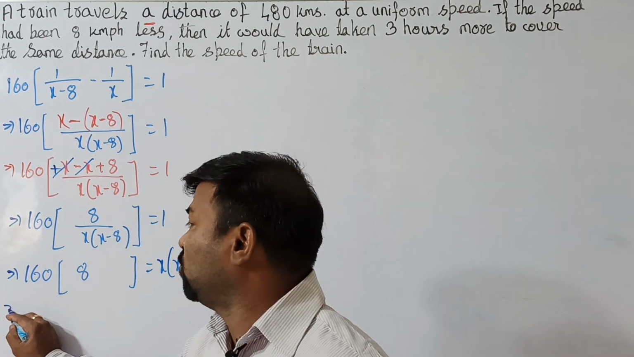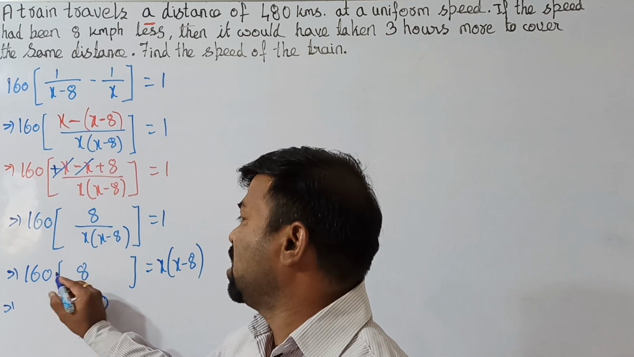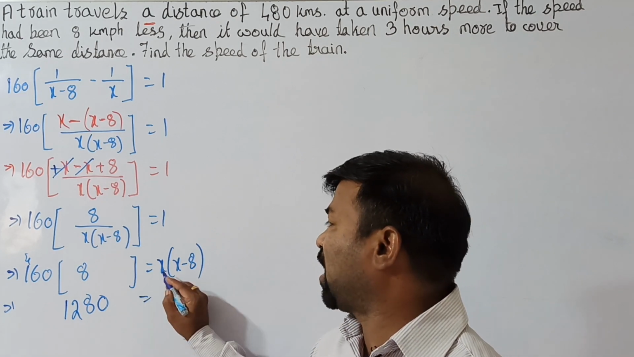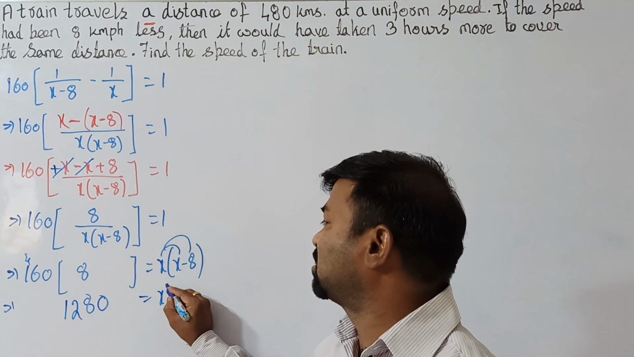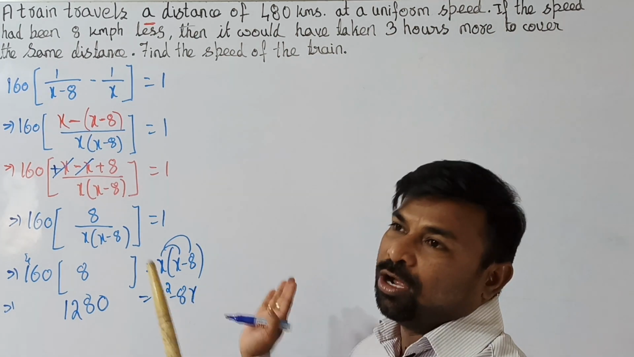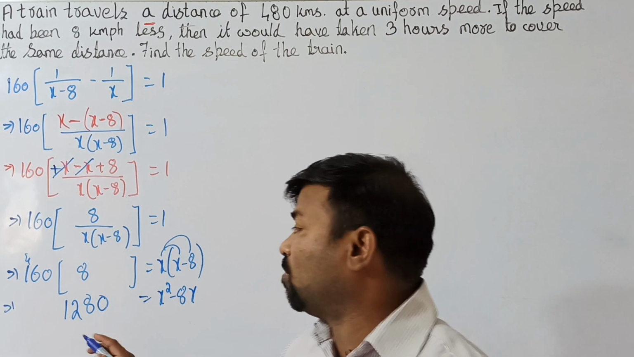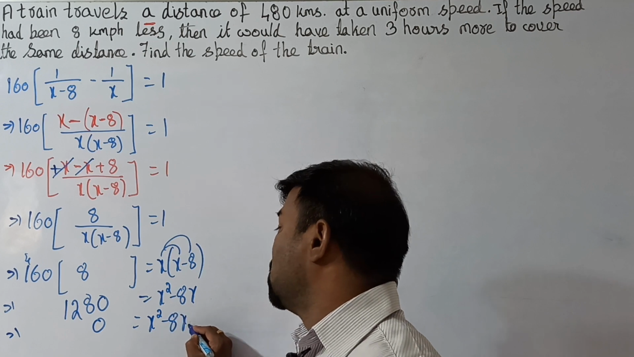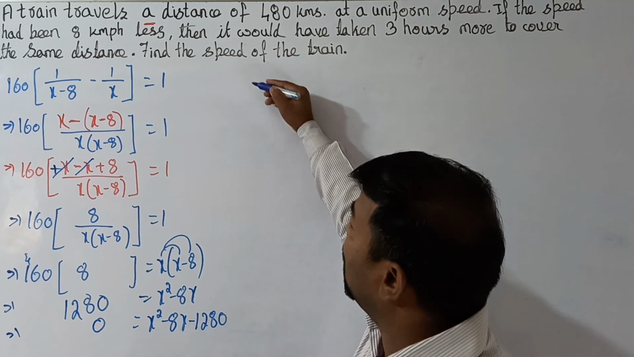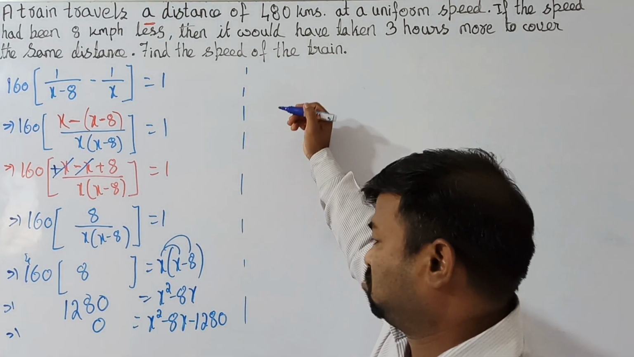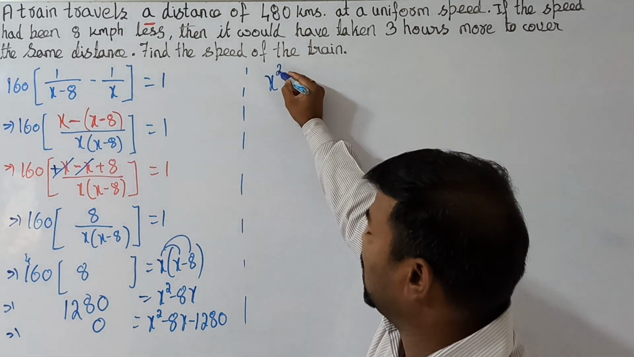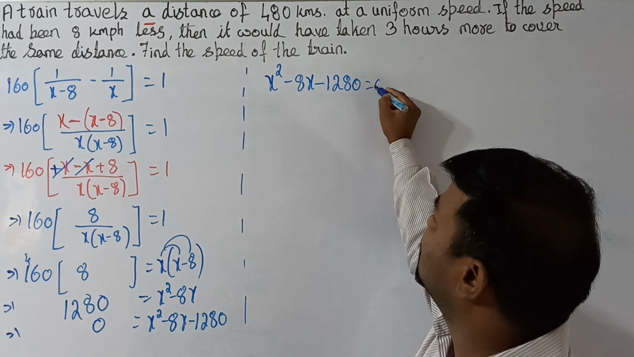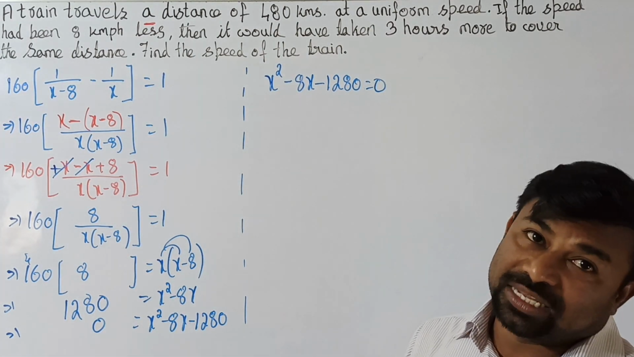Now, 8 zeros is 0, 8 sixes are 48, 8 ones is 8, so it's 1280. Now you multiply this, applying the distributive property, x squared minus 8x. Now bring everything to one side so that we can convert it to a standard form. That is 0 equals x squared minus 8x minus 1280. Now if you convert it into a normal quadratic equation, it becomes x squared minus 8x minus 1280 equals 0. Now keep factorizing that.